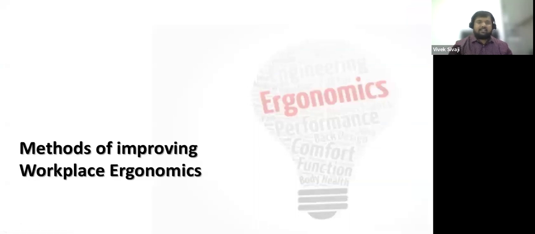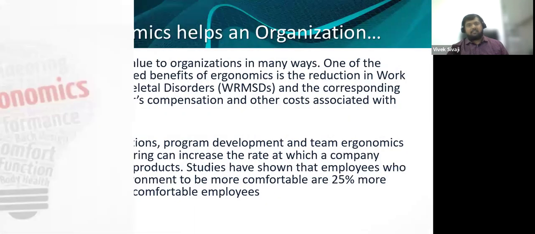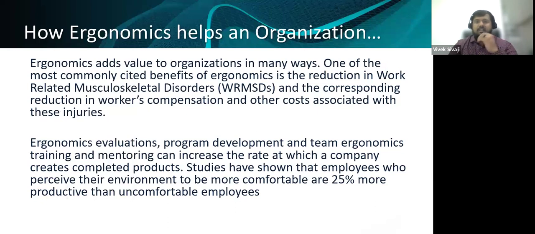So what are some of the methods for improving workplace ergonomics? See, first of all, we need to create an understanding among the non-safety professionals that yes, ergonomics is going to add value to the organization in various ways. What are work-related musculoskeletal disorders, and what are work-related upper limb disorders? Having these ergonomic designs is going to help your organization in the long run. Ergonomic evaluations, program development, and team ergonomics training and mentoring can increase the rate at which a company creates completed products.